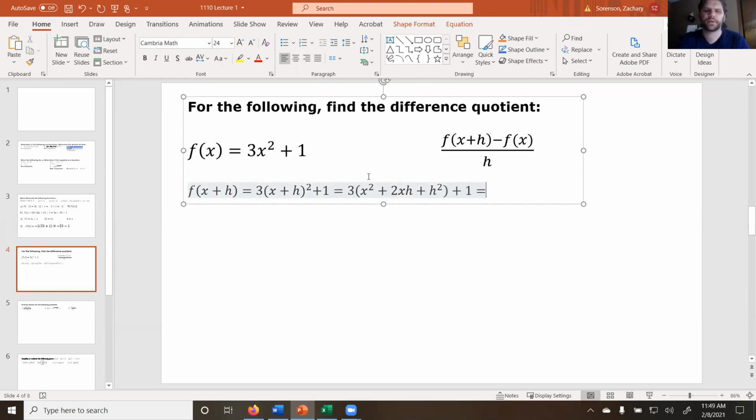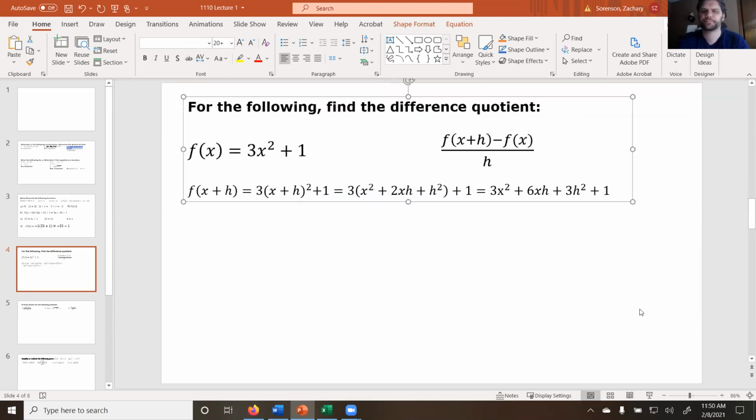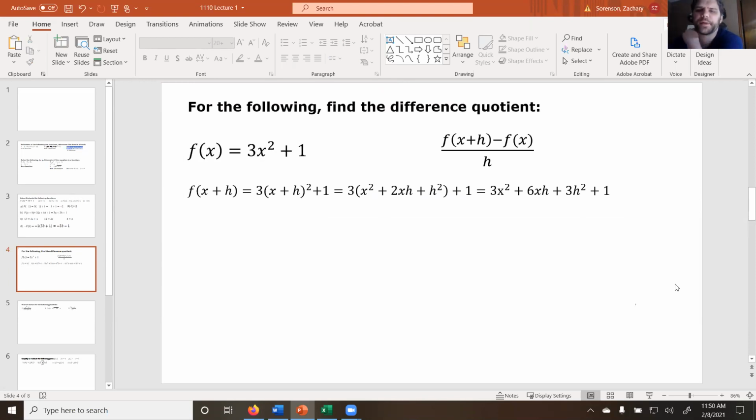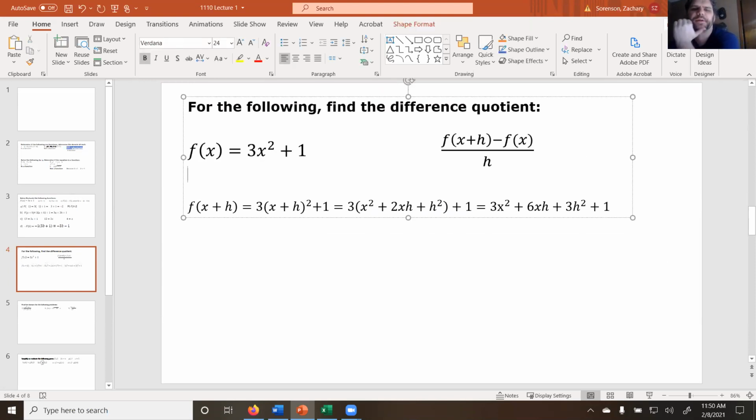And then I distribute 3 to here, 3 to here, 3 to here. And I get this 3x squared. 2xh times 3 is what? 6xh. Yep. And h squared times 3 is 3h squared plus 1. Everyone good so far? I did a little bit of fancy algebra, but nothing too shocking. We know how to FOIL stuff like this. Everyone good so far?